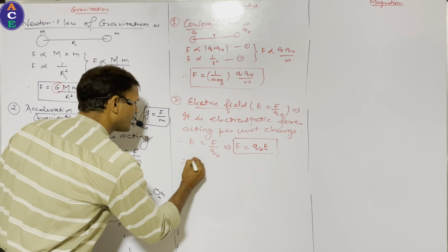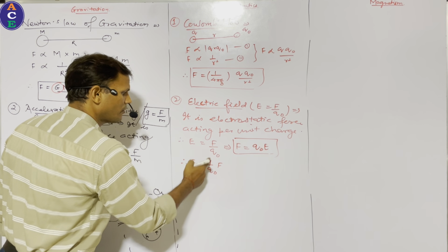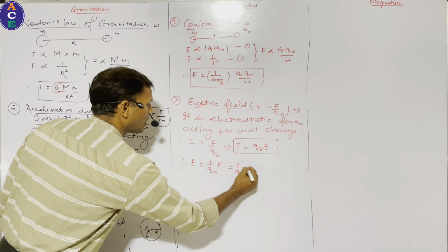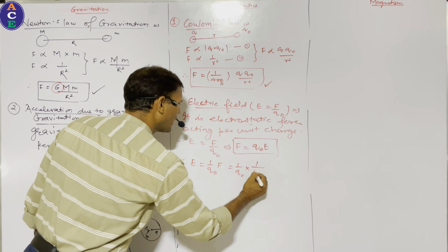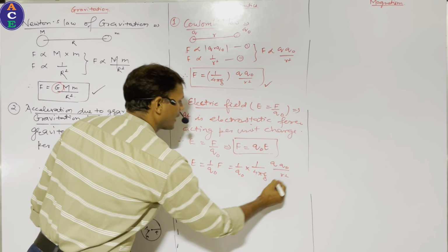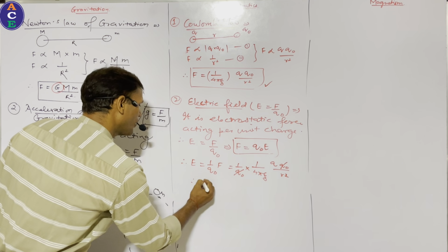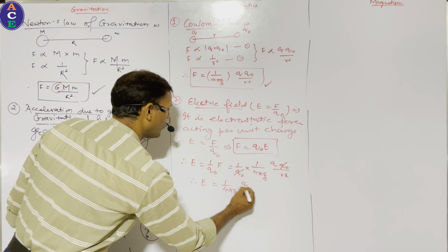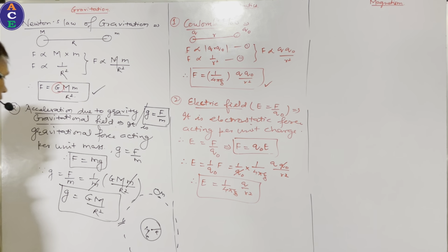So further we can write this as 1 by Q naught into F. This same thing I have written, 1 by Q naught into F. Now 1 by Q naught into, what is F now? F is this term: 1 by 4 pi epsilon naught Q naught by R square. Now this Q naught gets cancelled, so we are getting E is equal to 1 by 4 pi epsilon naught Q by R square. This is the formula for electric field.